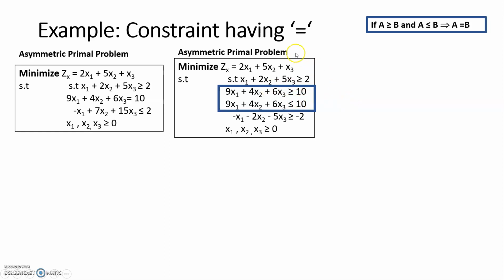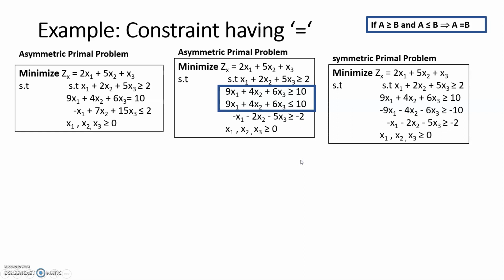Still this is not in a symmetric form. Why is it so? We have converted this into greater than or equal to, and we converted this into this, but this third constraint is not appropriate. We have to convert this constraint also into greater than or equal to by multiplying the third constraint with minus 1. So we now finally have the symmetrical primal problem. Now we can easily convert this into the dual problem.